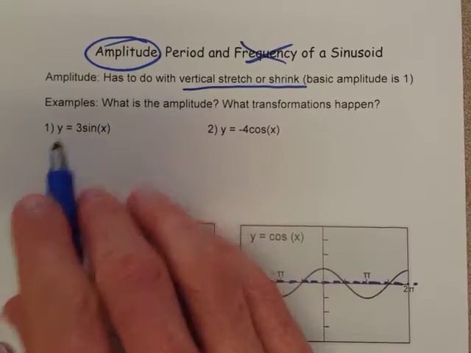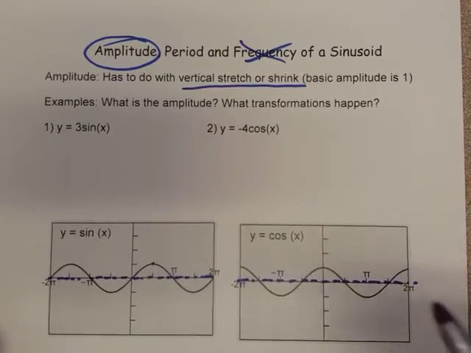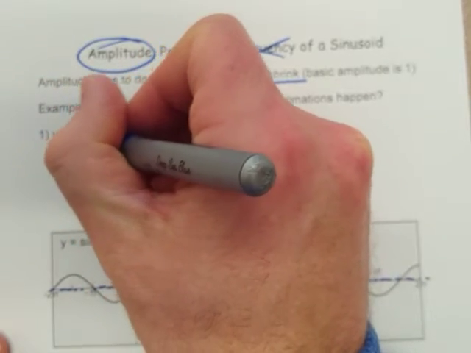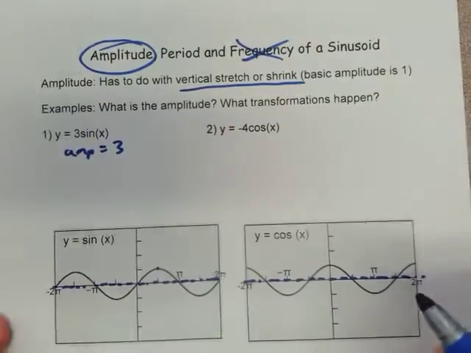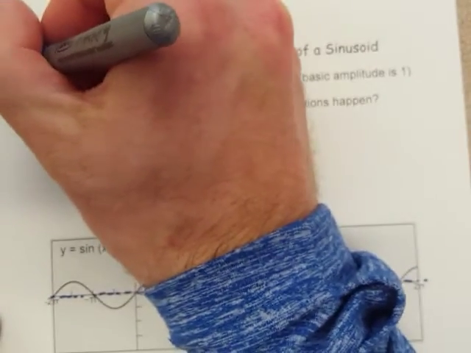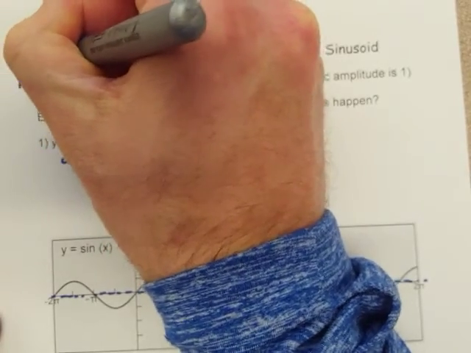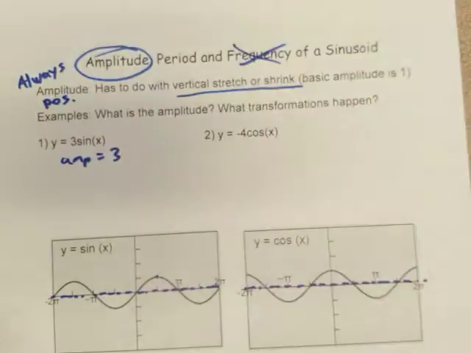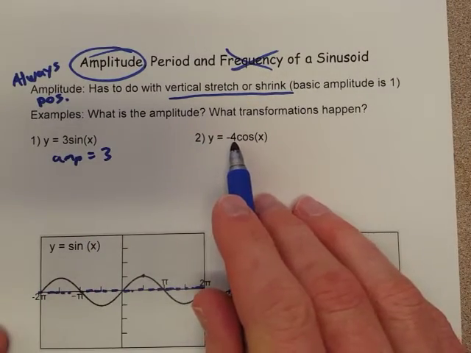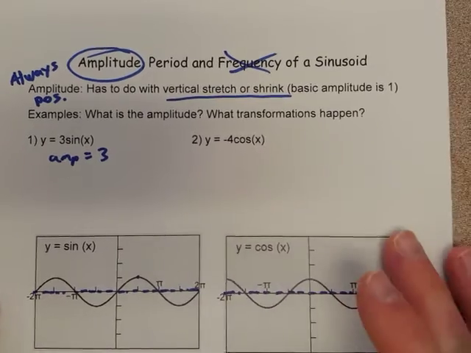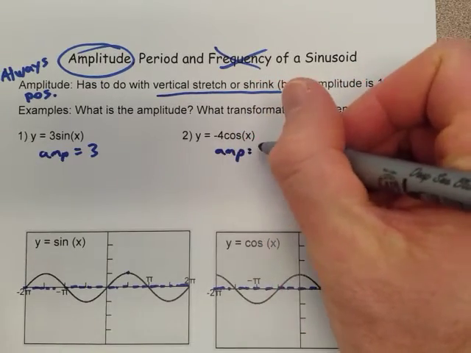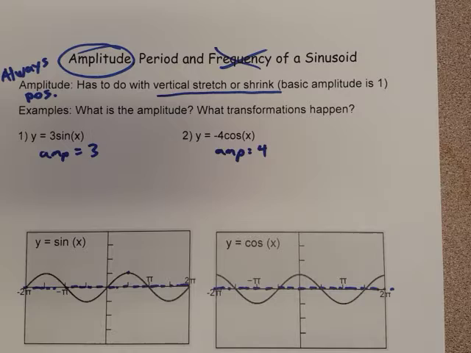Now, when we have that 3 out in front, that 3 is going to indicate what our amplitude is. So when you see the 3 there, we're just going to put that our amplitude is equal to 3. Now, one thing about amplitude I haven't mentioned to you before is that amplitude is always positive. Our amplitude is always going to be positive. So the amplitude here is 3. Now, if I've got a -4 here, the negative will do something to the graph, but it's not going to change the amplitude. The amplitude is still going to be a positive number, and in this case, it is 4.